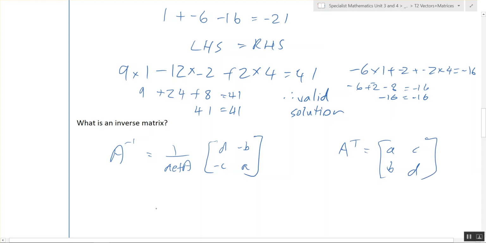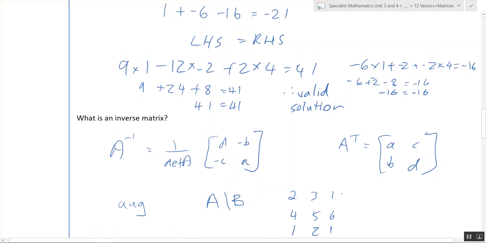So I'm going to introduce you to a new one. It's called an augmented matrix. So it looks like this. It could be like a 3 by 3, and then it has like this extra column at the end with a line separating it. So something like that. So this is an augmented matrix. We'll talk about that tomorrow though.